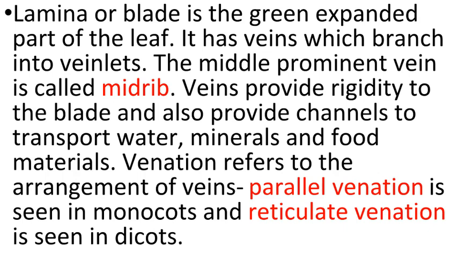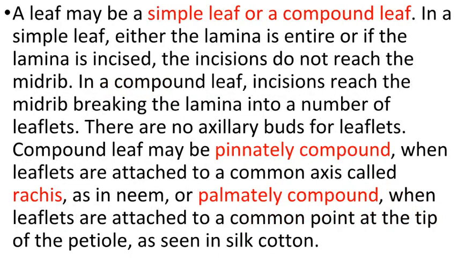Venation refers to the arrangement of veins. Parallel venation is seen in monocots, and reticulate venation is seen in dicots. A leaf may be a simple leaf or a compound leaf. In a simple leaf, either the lamina is entire, or if the lamina is incised, the incisions do not reach the midrib. In a compound leaf, incisions reach the midrib, breaking the lamina into a number of leaflets. There are no axillary buds for leaflets.